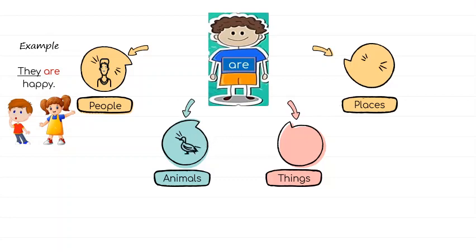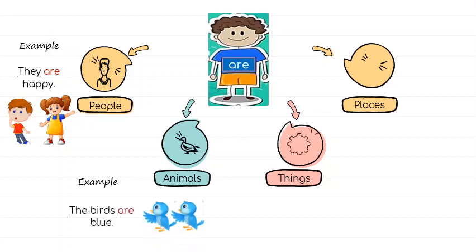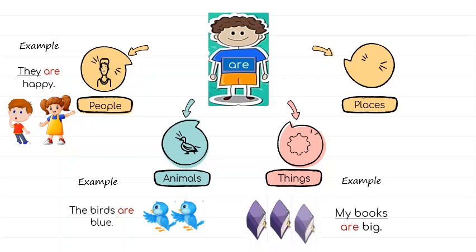We can use it also with animals. For example, the birds are blue. They are more than one. We can also use it with things. For example, my books are big. How many books do we have? They are 3. So they are more than one. Can you give another example for things and use are with it? Things like books, like pencils, like tables.